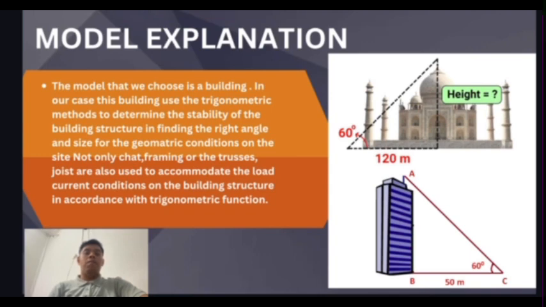Okay, I will explain about the model. The model that we chose is a building. In our case, this building uses trigonometric methods to determine the stability of the building structure, in finding the right angle and size for geometric conditions on the site. Not only checking the framing or the truss, joists are also used to accommodate the load conditions on the building structure in accordance with trigonometry functions.